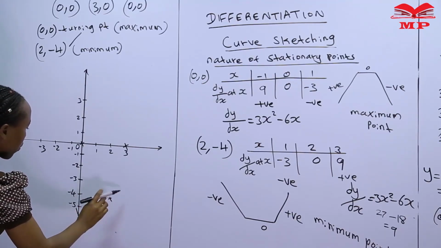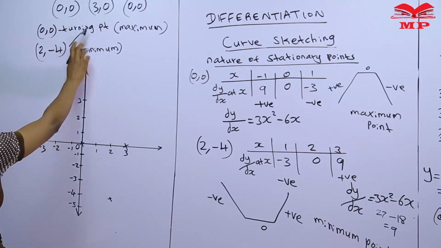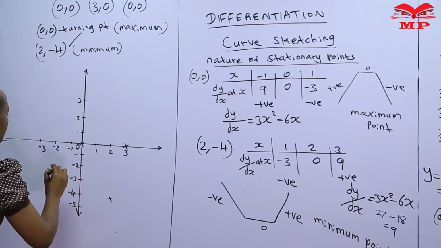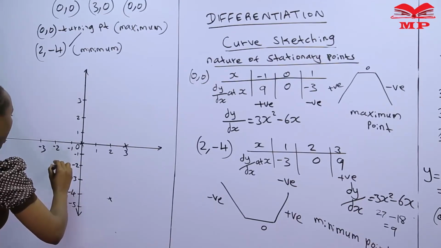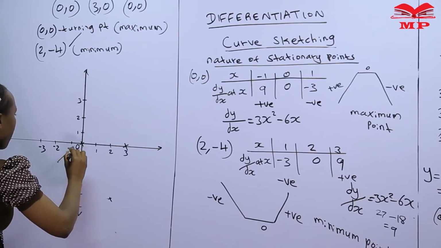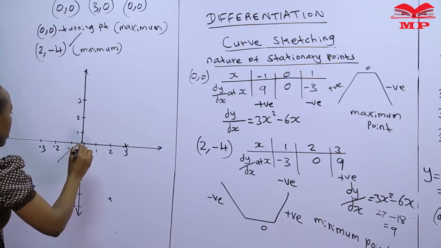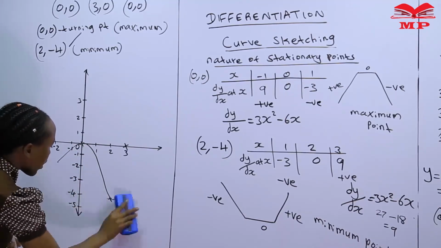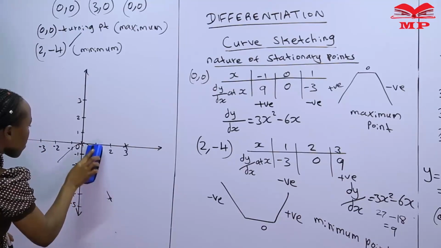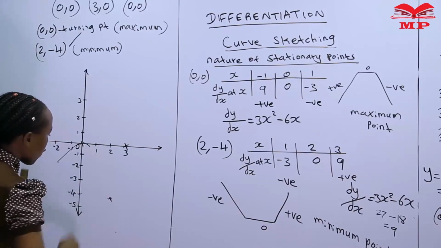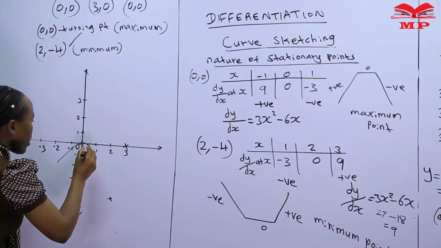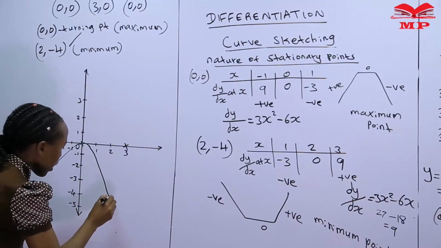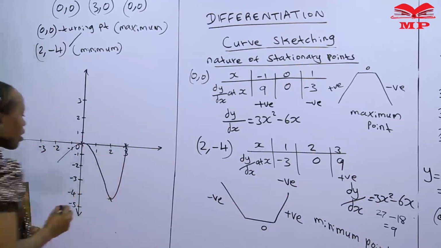So our 0, 0 is a maximum, and then our 2, negative 4 is a minimum. So we have it this way. This is a maximum. Then we move on to the minimum point. Maximum, then minimum, then we have 3, 0, which has helped us to plot the curve. So we have that way.